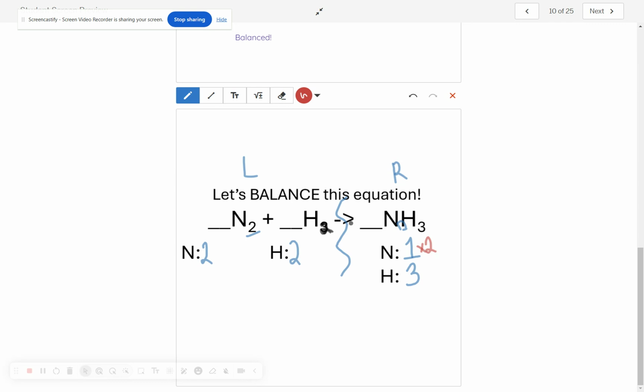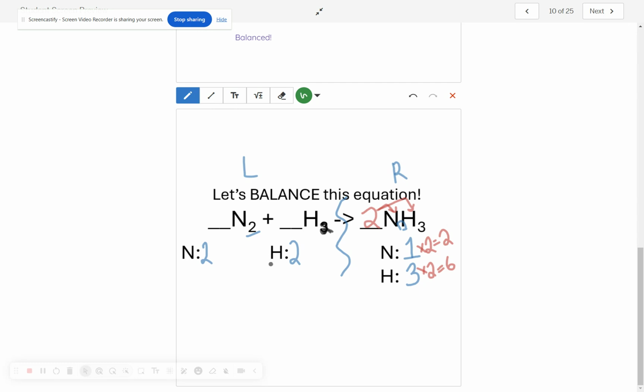And because I did it down here, I need to document that 2. And I'm going to have to do it to everybody in my molecule. I got to multiply it by 2. So I did my nitrogen, and now I'm going to do the hydrogen. All right, so let's go back and solve. 1 times 2 is 2. 3 times 2 is 6. All right, so we fixed our nitrogen. There are 2 and 2. Excellent. But your hydrogen got all sorts of wonky because now you have 2 and 6.